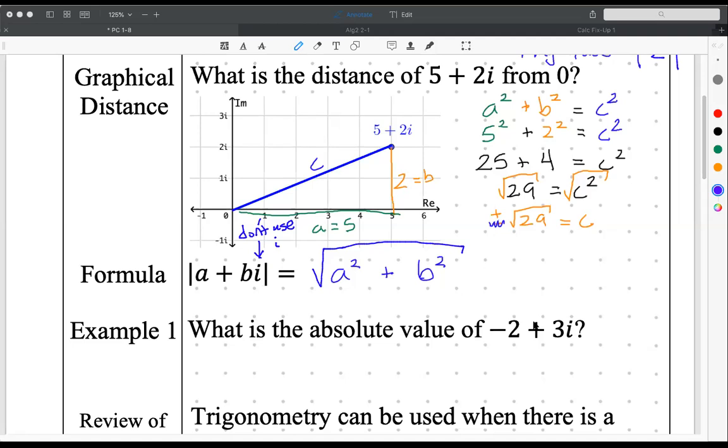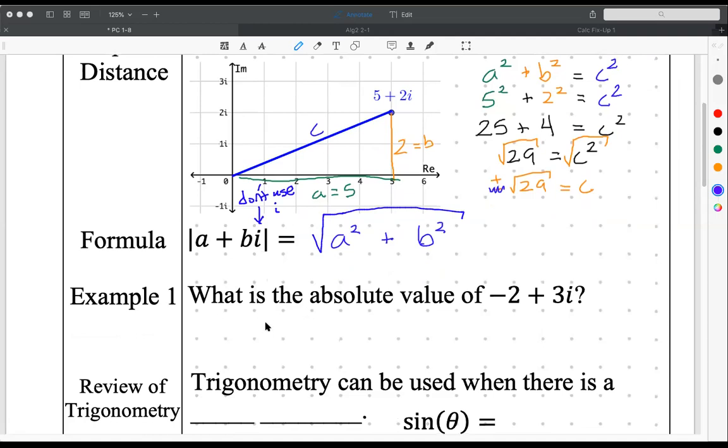I feel like calling on Oscar. Oscar, just plug into this formula. Tell me what to do. All right, so is it -2 squared? Yep, -2 squared. Plus 3 squared? Plus 3 squared. And then what do we do to all of that?